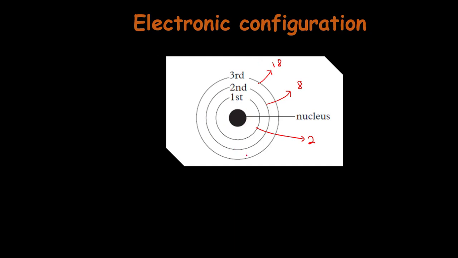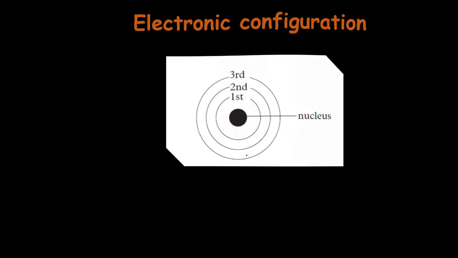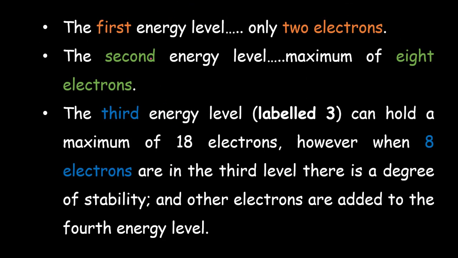So different atoms will always have different energy levels, but each energy level can have a specific maximum number of electrons. So when filling in, we start with the first energy level, the one next to the nucleus. And that first energy level always takes a maximum of 2 electrons.